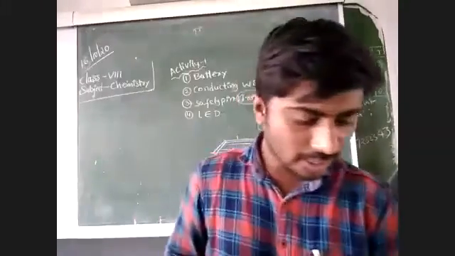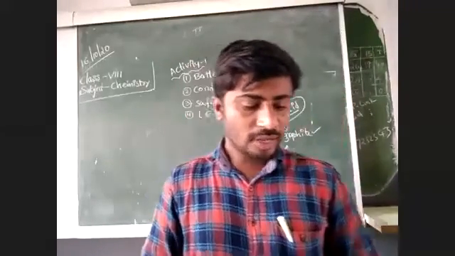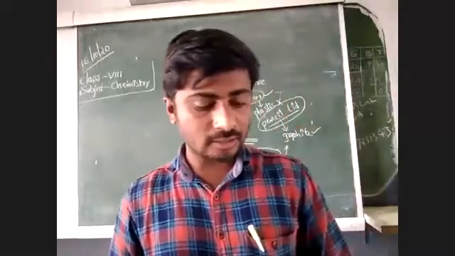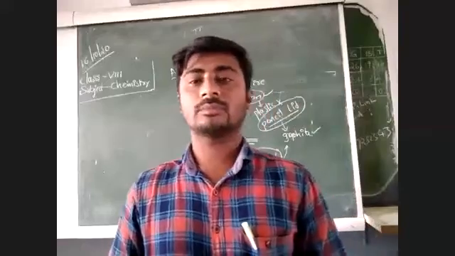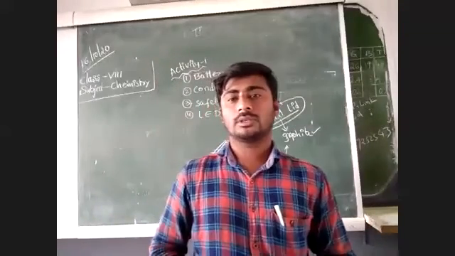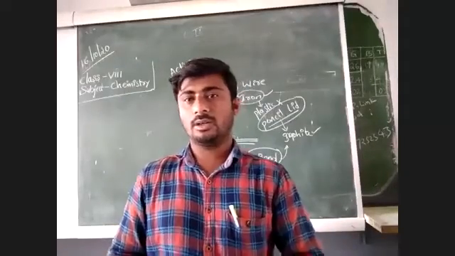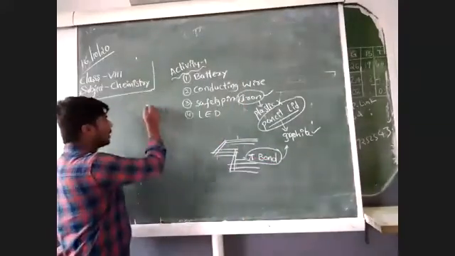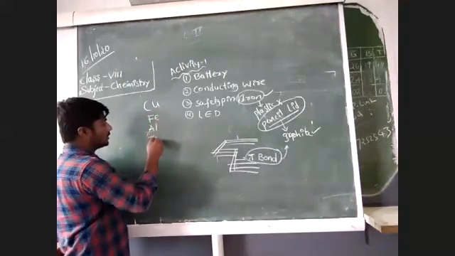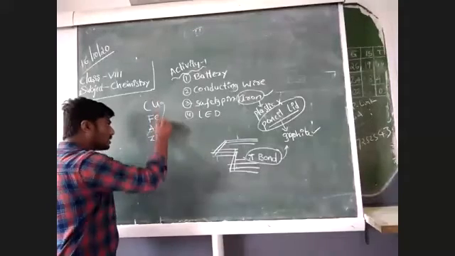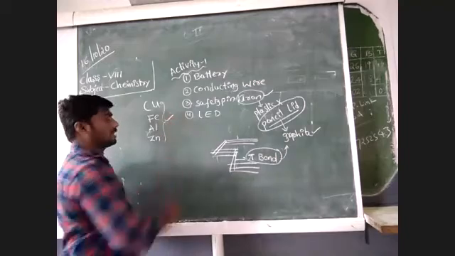Okay, let us see page number 123, the paragraph. In the early classes, you learned that electric current can pass easily through metals like copper, iron, aluminum, zinc. If we use these metals, we observe the passing of electric current.